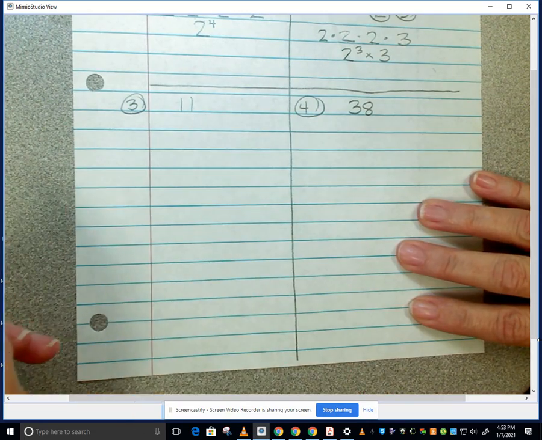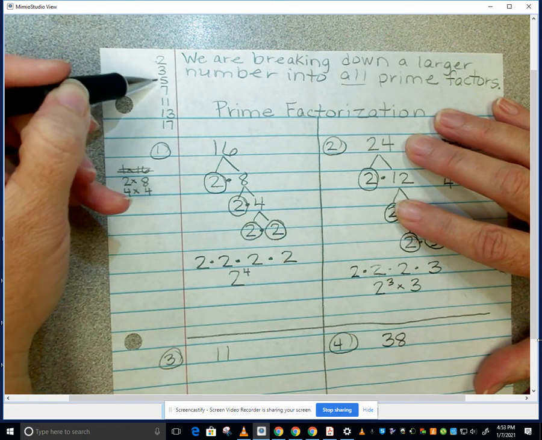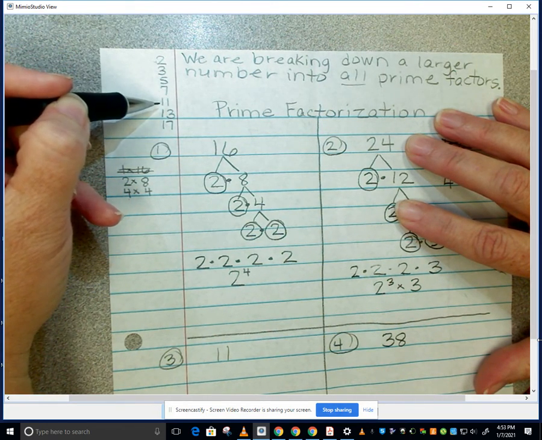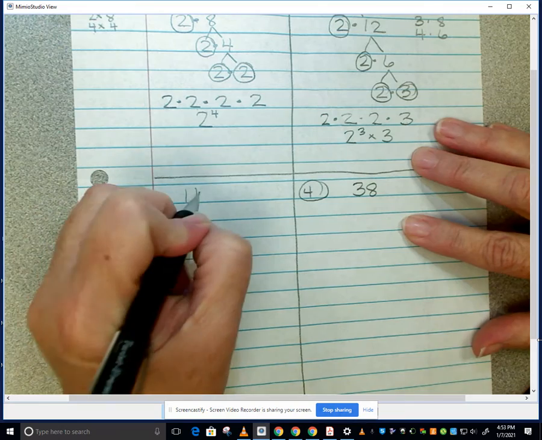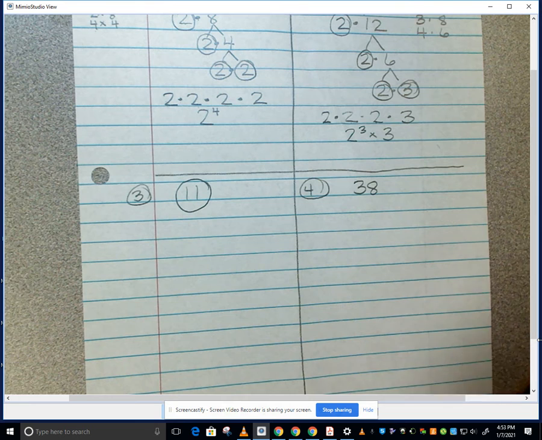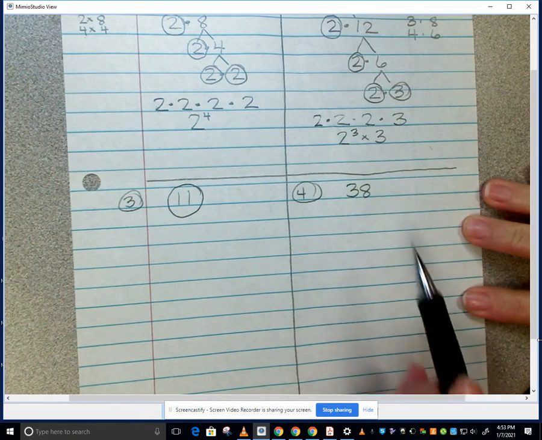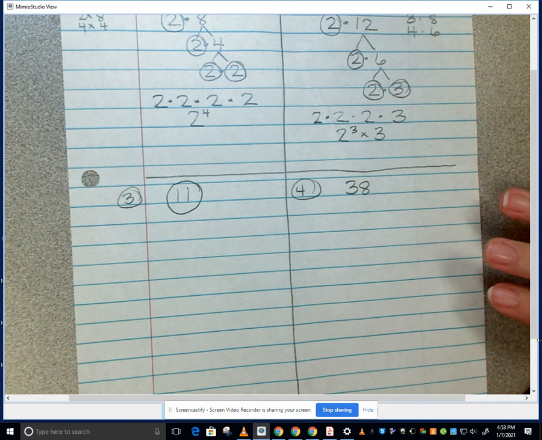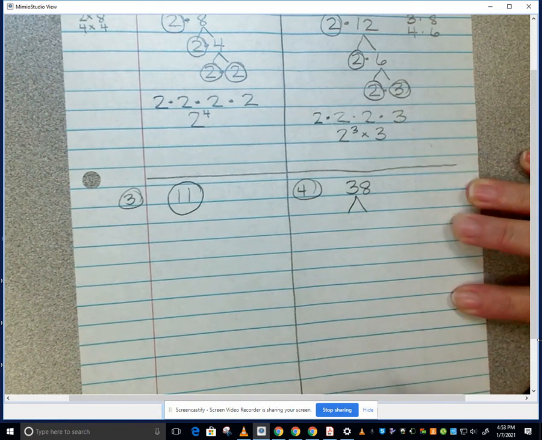We've got the number 11. Now, if you remember correctly, 11 is on this list. 11 is already a prime number. The only way I can create 11 by multiplying is 1 times 11. So that means I don't do anything to 11 other than circle it. It's done. It is a prime number. It cannot be factored. All right, let's look at 38. 38 is an even number. Remember I told you all even numbers will need to be factored. So it's composite. So I'll factor this out.